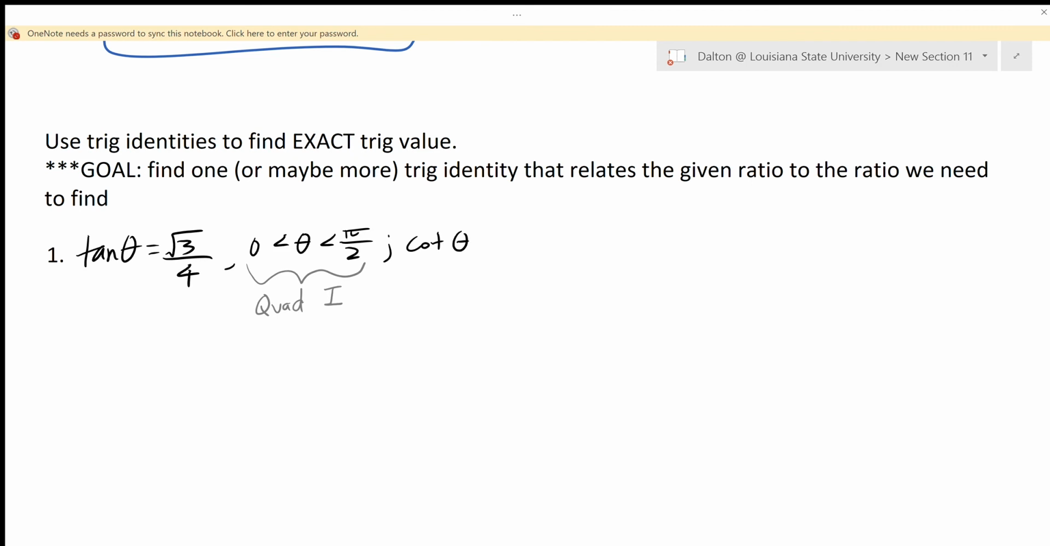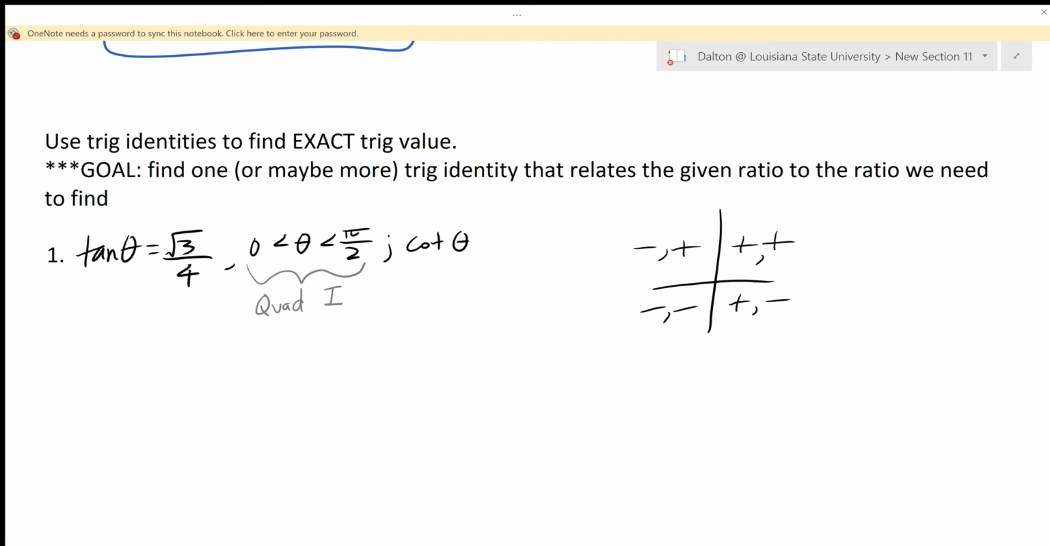So can you have a negative cosine value in quadrant 1? No, right? Because cosine deals with x's, and in quadrant 1, all of your x's are positive, right? So, this is positive, positive. This is negative, positive. This one's negative, negative. This one's positive, negative. So in the first quadrant, everything is positive. Now, tell me about tangent and cotangent.